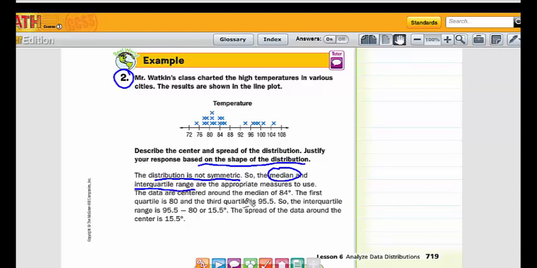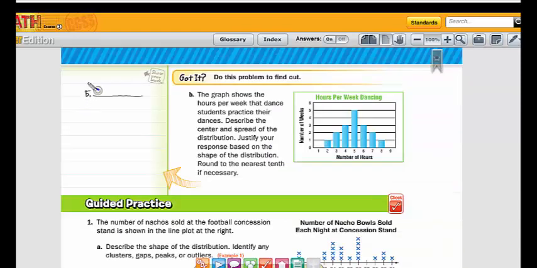The data are centered around the median, so we find the median and we determine that's 84 degrees, and it's centered around that. And the first quartile is 80, and the third quartile is 95.5. So we have a quartile here, and at 95.5 would be right here. So the interquartile range is from 80 to 95.5, and the way to figure that out is to subtract, and that's a 15.5 degree interquartile range. So we would say that the spread of the data around the center, being the median of 84, is 15.5 degrees. Please press pause and do letter B.